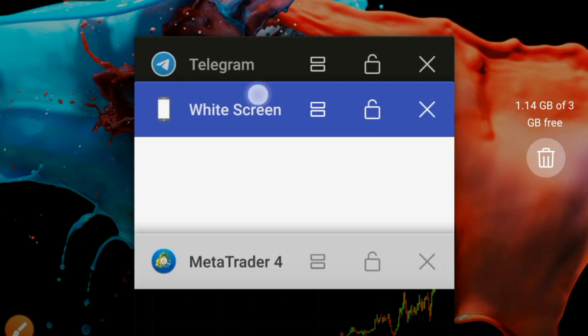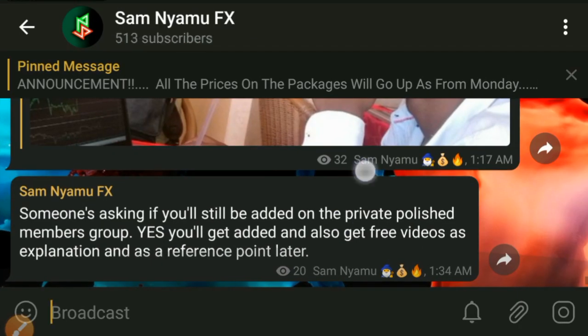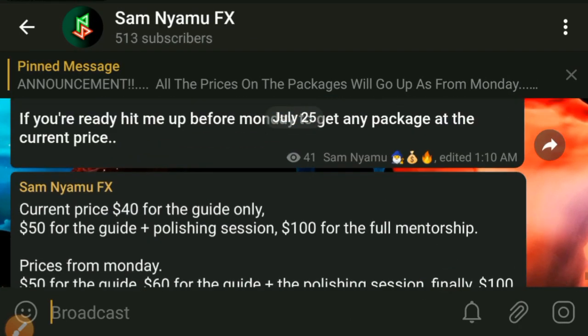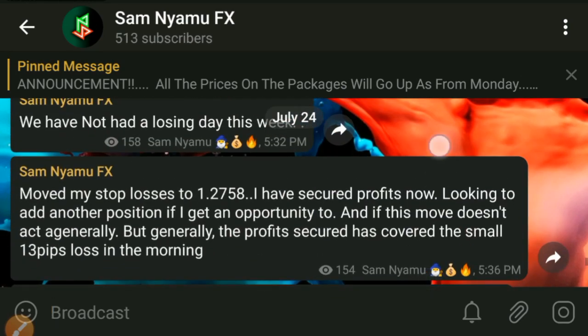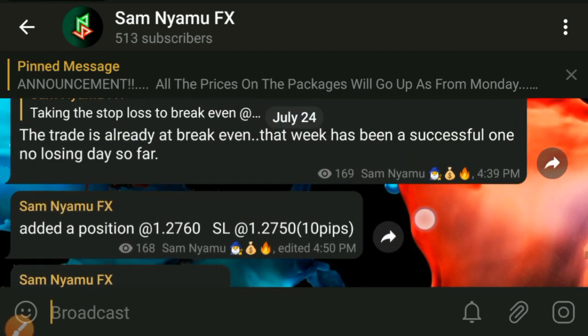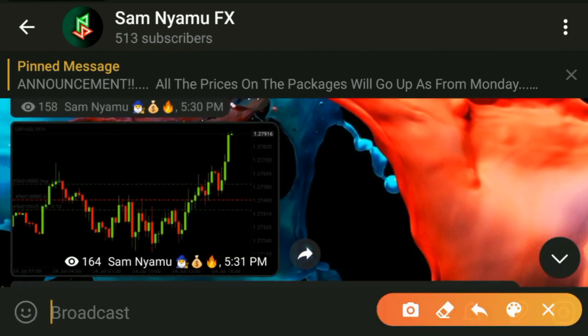If you look at today's trades right here, so this is the 24th, let's see what we had today. This is today's trade right here. We had our first entry right here. It was not based on the hidden divergences.